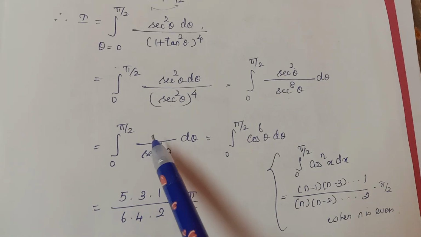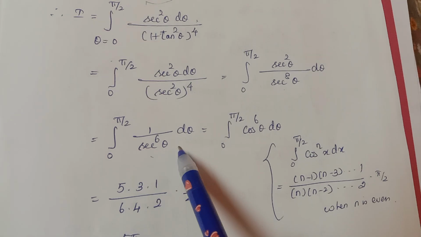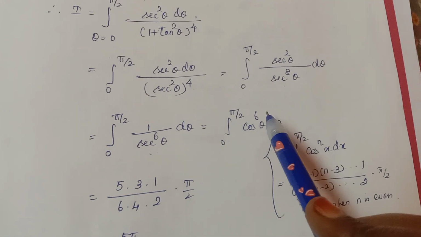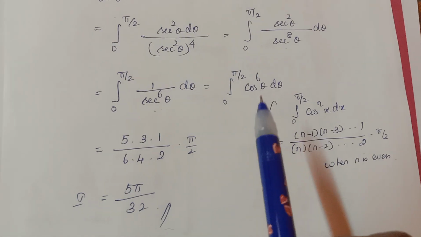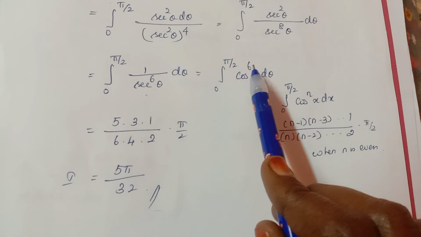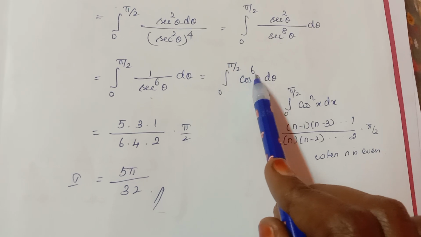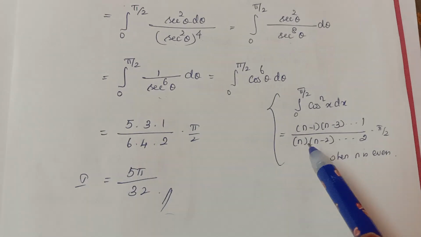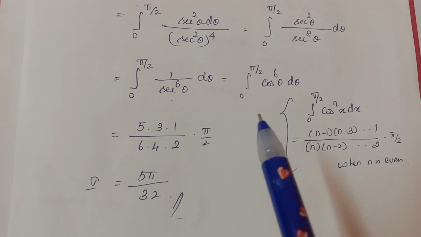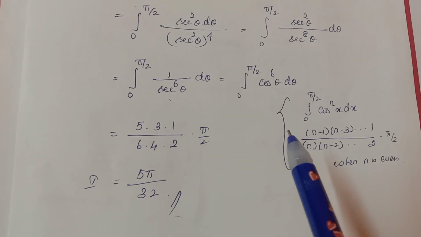So after cancelling, I am getting 1 by secant power 6 theta d theta. This is nothing but cos theta power 6 d theta. For sin theta and cos theta, both the reduction formulas are same. Here the index, the power, is again even. So the same formula that I applied in the previous problem will come here. For both the sin function and the cos function, the reduction formula is the same.